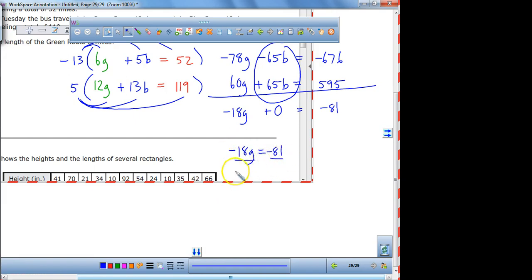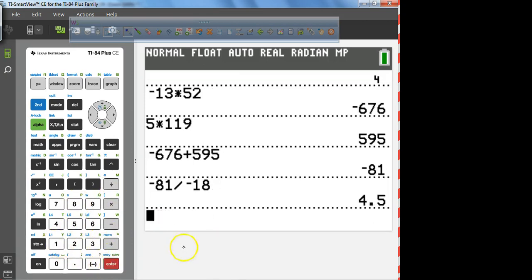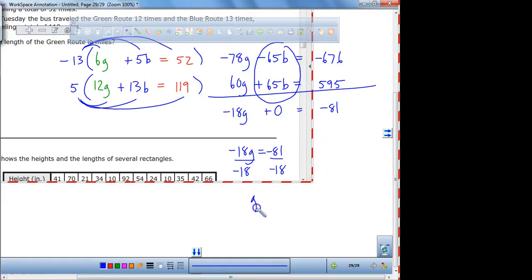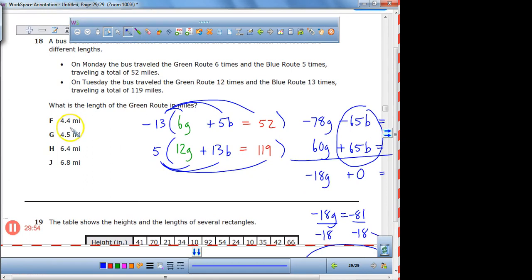What are we going to divide both sides by? Negative 18. So we're going to do negative 81 divided by negative 18 equals 4.5. So what's the green bus equal? 4.5, which is answer choice G.